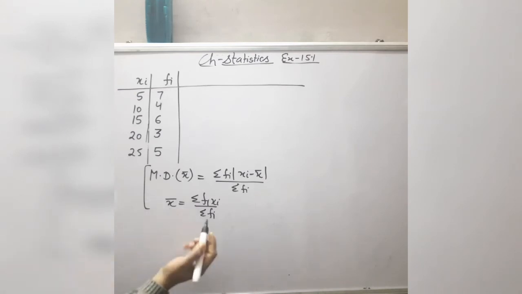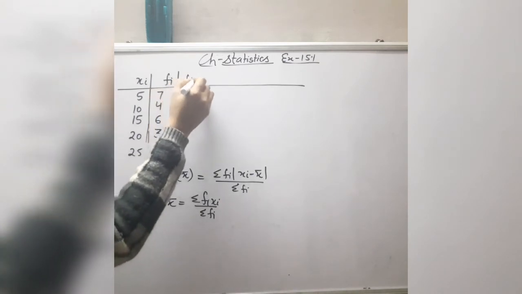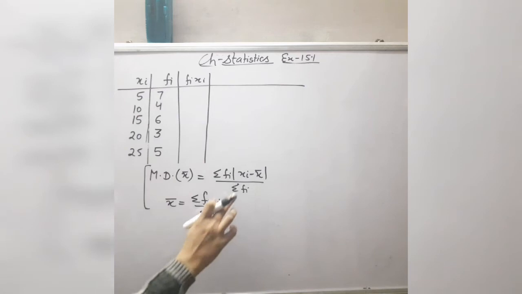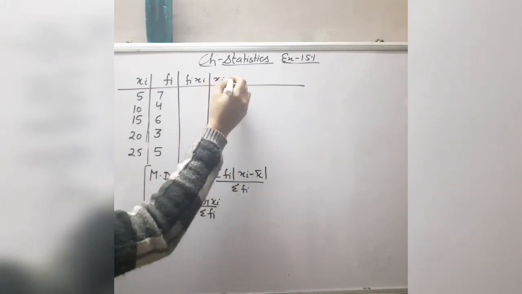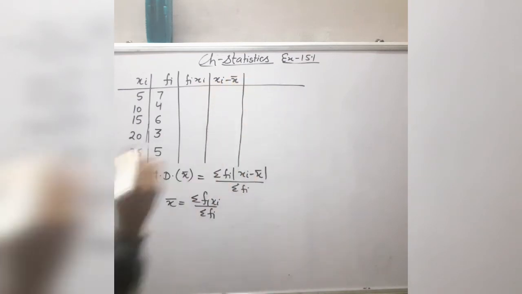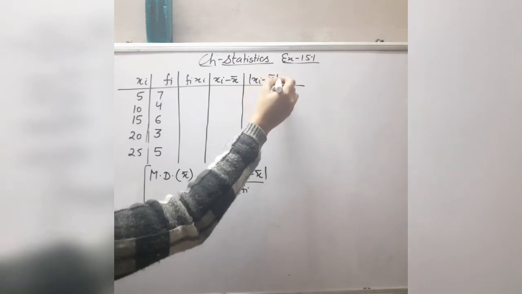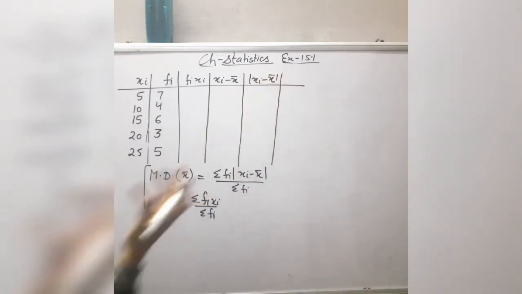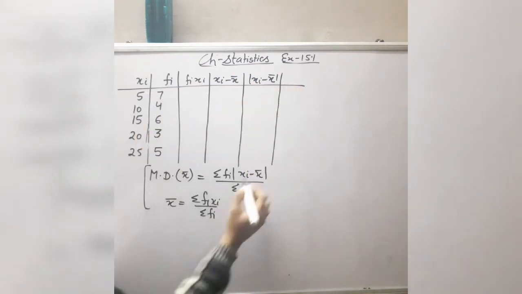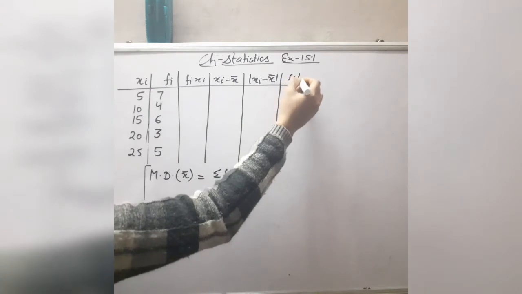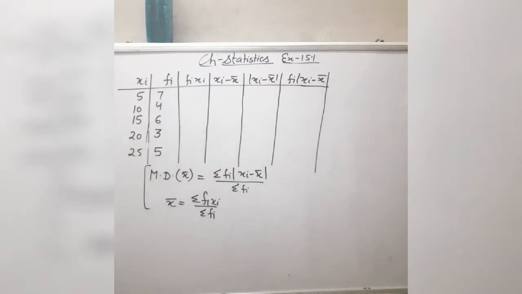For the mean we need the product of fi and xi. So we will form the next column, fi into xi, and here we need mod of xi minus x bar also. So we will make two columns. One is xi minus x bar, meaning deviations. Then we will take the mod of this value, meaning mod xi minus x bar. You can take these two columns together also, it depends upon you. And in the next column we will take the product of fi and mod xi minus x bar. So we will complete all these columns firstly.